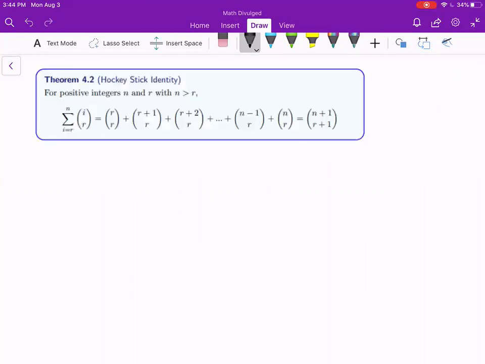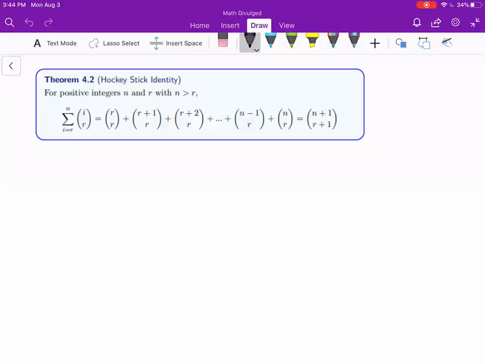So this one states that it's a bit long, but for positive integers n and r with n greater than r, we have this summation: r choose r plus r plus 1 choose r plus r plus 2 choose r, all the way to n choose r. That's equal to n plus 1 choose r plus 1.